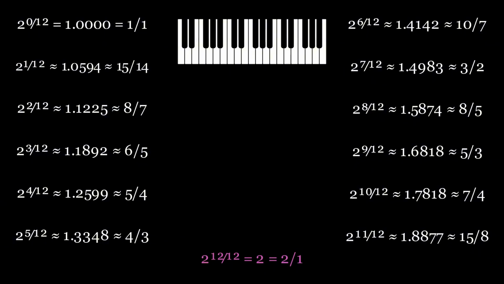Now, if we look at what each value is estimated to as a fraction, some intervals form a simple fraction, like 2 to the power of 4 over 12, which represents 4 semitones apart, and 2 to the power of 7 over 12, which represents 7 semitones apart. Others, like 2 to the power of 11 over 12, which is 11 semitones apart, are more complex fractions. Did you hear the math behind it?